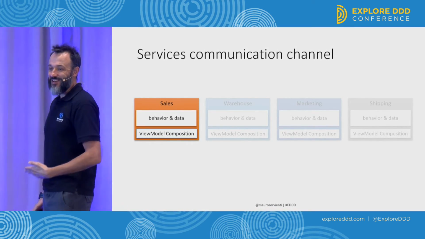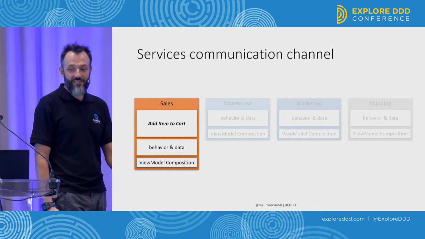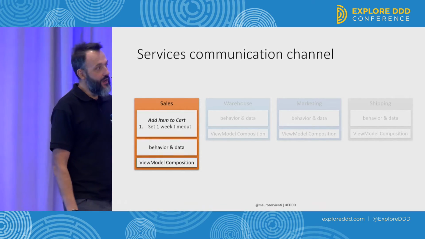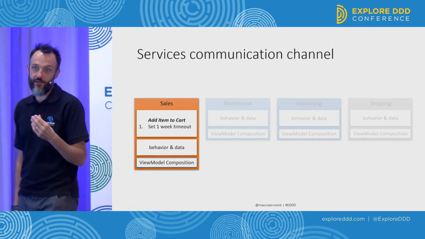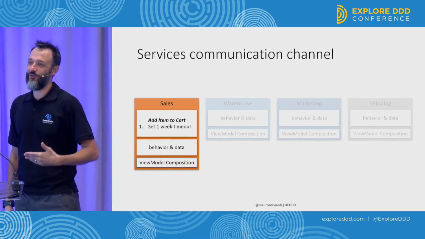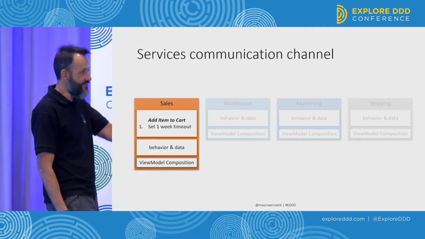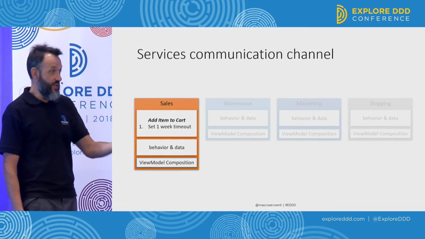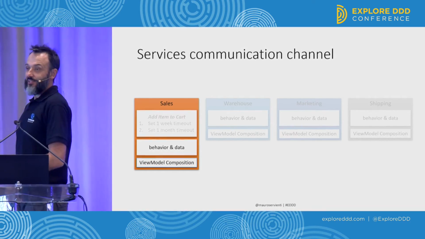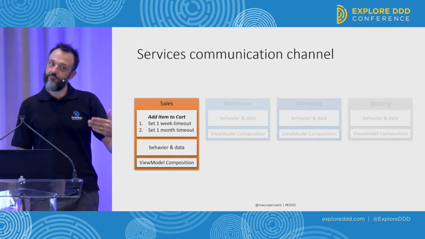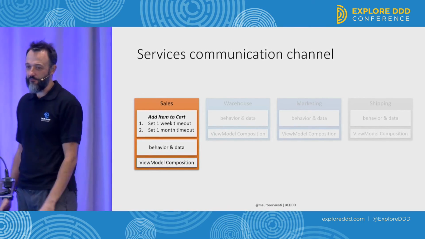So whenever we add an item to the cart, that is the action that the user is doing, what sales basically does is that it sets a timeout for itself, saying, well, call me back within a week, because I need to check if something in this specific cart has changed or no one touched this cart during the last week. And it sets a timeout for itself, saying, well, do the same thing in 1 month, because I want to be able to wipe that cart within a month.